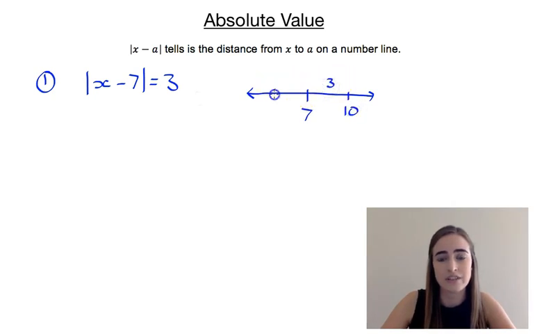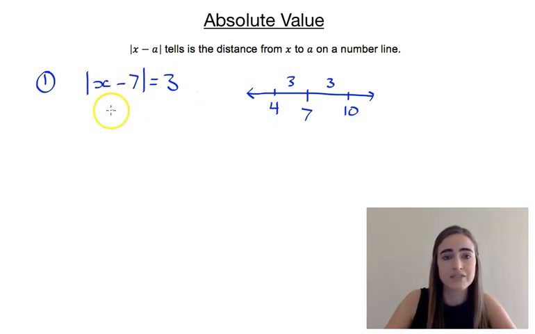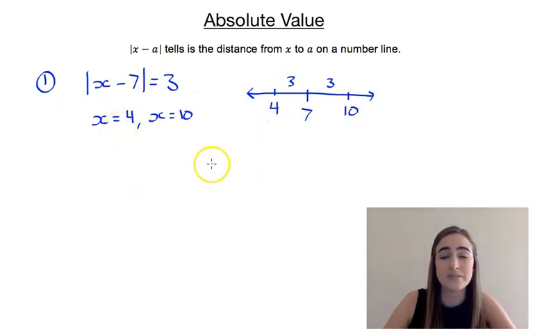If we go 3 units to the left, we'd end up at 4. So the two numbers that satisfy that absolute value equation would be x equals 4 and x equals 10. I'm sure you can imagine though that drawing up a number line every time, especially when these get more complicated, isn't the best way to do things. So let's have a look at how we can do it algebraically instead.